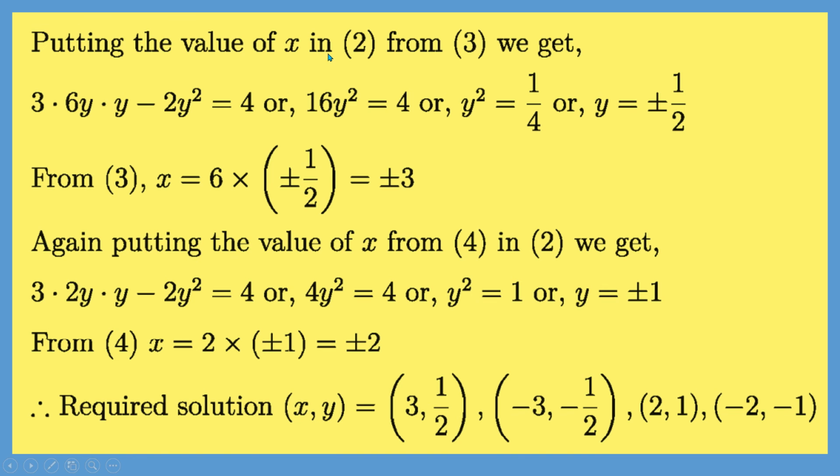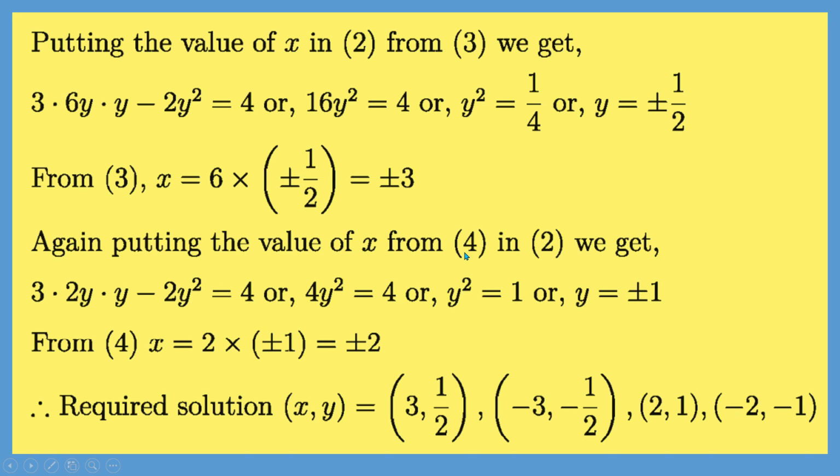Putting the value of x into equation 2, we get x is equal to 6y. We use here the value of x: here was 3xy, as x is equal to 6y, so we have put 3 into 6y into y minus 2y square, this equals 4. Or here will be 18y square minus 2y square means 16y square, this equals 4. Or y square equals 1 by 4, therefore y is equal to plus minus half. From x equals 6y, x equals 6 into plus minus half, which equals plus minus 3.